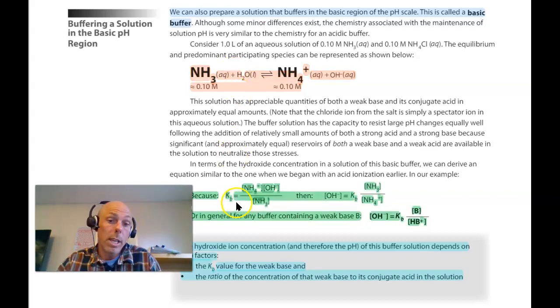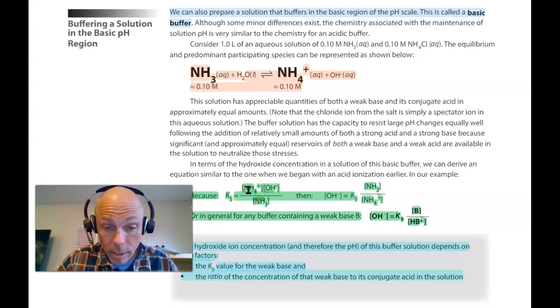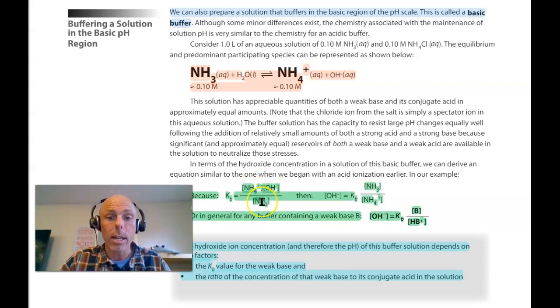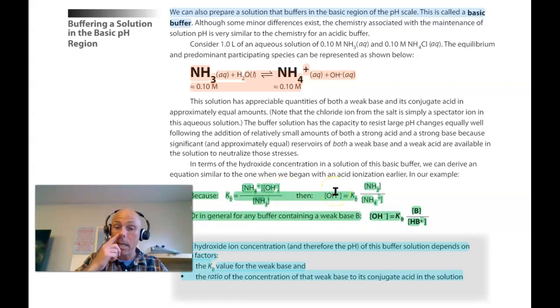Well, we can do the same thing for this basic buffer that we did for the acidic buffer. Kb is equal to acid or conjugate acid times hydroxide over base. And if we want to isolate hydroxide from this, hydroxide equals Kb times the base over the acid. Algebra. So we get, in general, hydroxide equals Kb times base over acid.